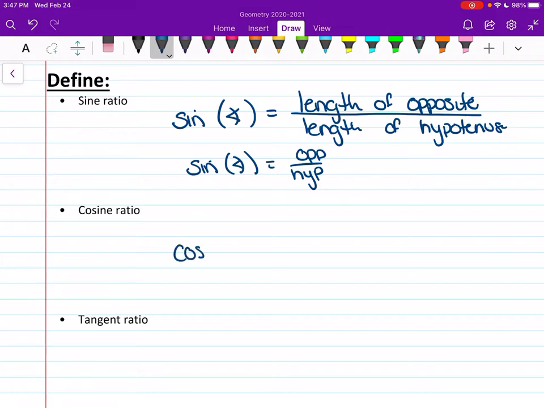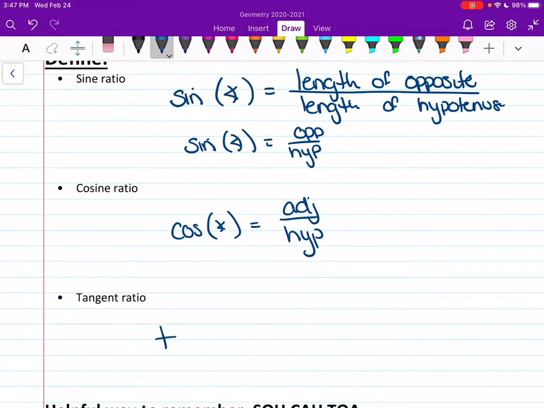Okay, our cosine, we abbreviate with COS. So our cosine of our angle is going to be the length of the adjacent side over the length of the hypotenuse. And the tangent, TAN, of an angle is going to be the length of the opposite side over the length of the adjacent side.